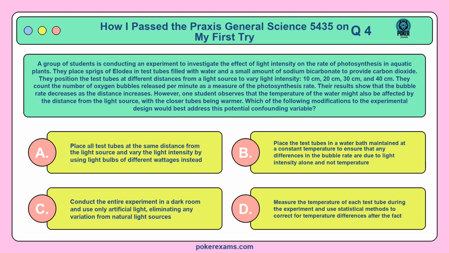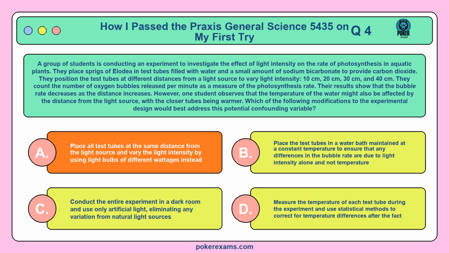Their results show that the bubble rate decreases as the distance increases. However, one student observes that the temperature of the water might also be affected by the distance from the light source, with the closer tubes being warmer. Which of the following modifications to the experimental design would best address this potential confounding variable? Option A. Place all test tubes at the same distance from the light source and vary the light intensity by using light bulbs of different wattages instead.